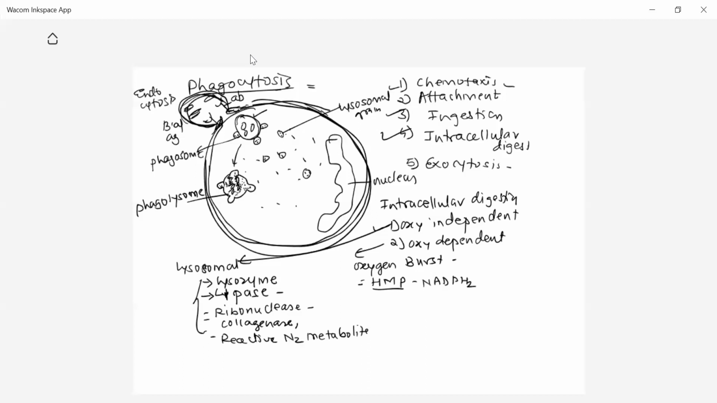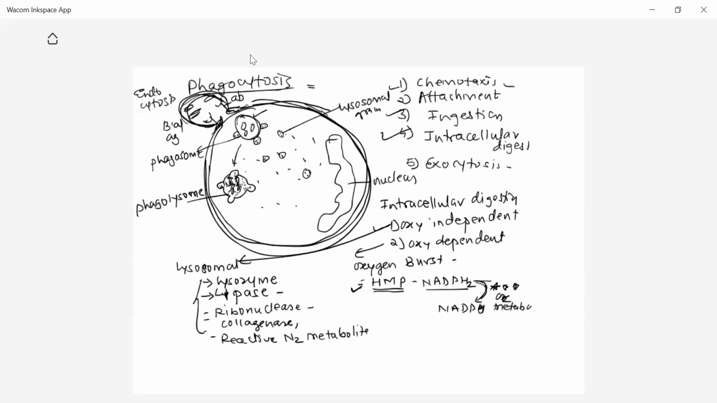This large amount of reduced energy is secreted in the cell at that time, and that reduced energy is again oxidized to NADP. Because this hexose monophosphate pathway is called a shunt pathway, when it is stimulated, excess NADPH2 is formed, which is oxidized to NADP. During this oxidation, there is liberation of a large amount of oxygen metabolites.